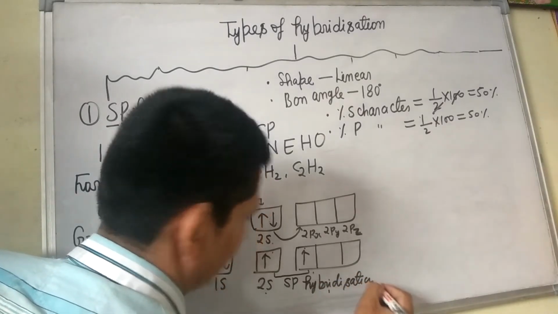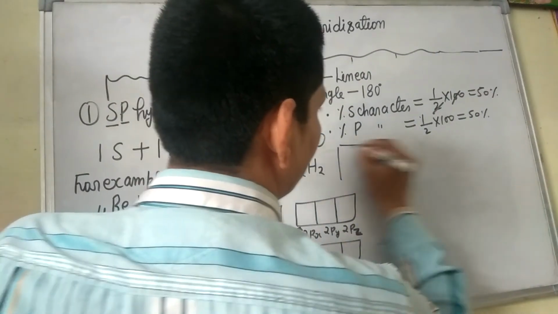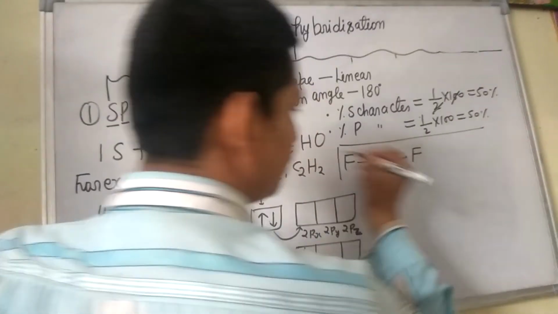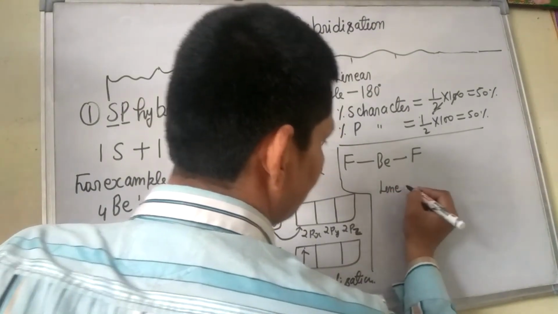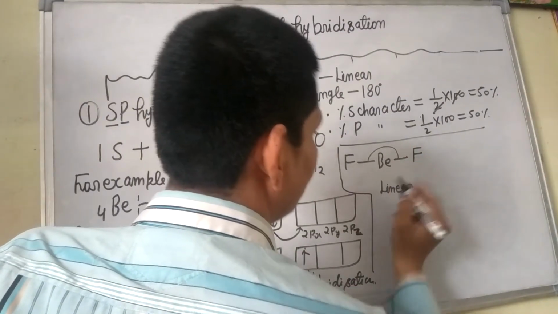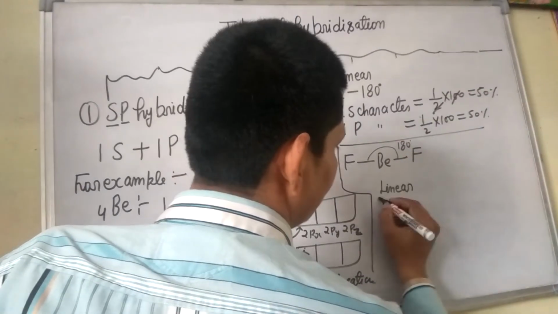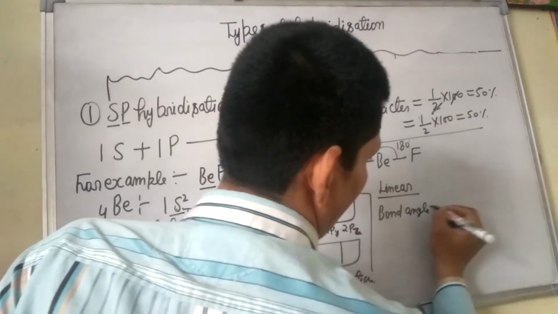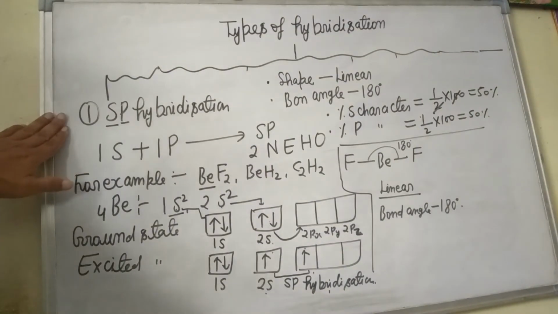After this, structure of BeF2. Valency of beryllium is 2. First point, its structure is linear. Beryllium fluoride is linear in shape. Second point, bond angle is 180 degree. Shape linear, bond angle 180 degree.